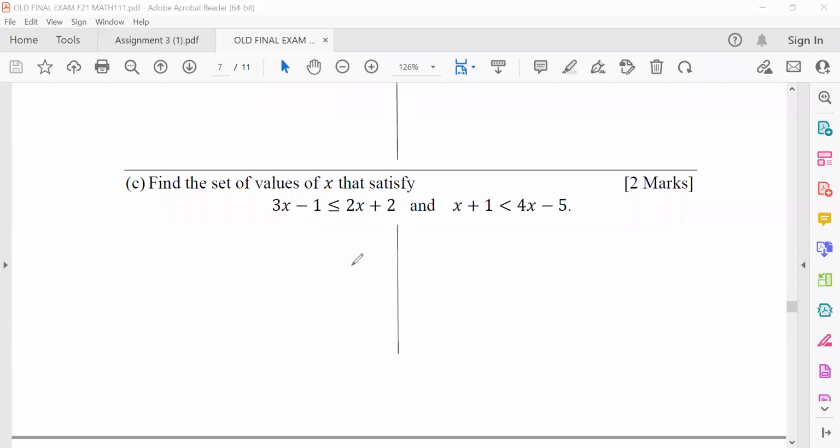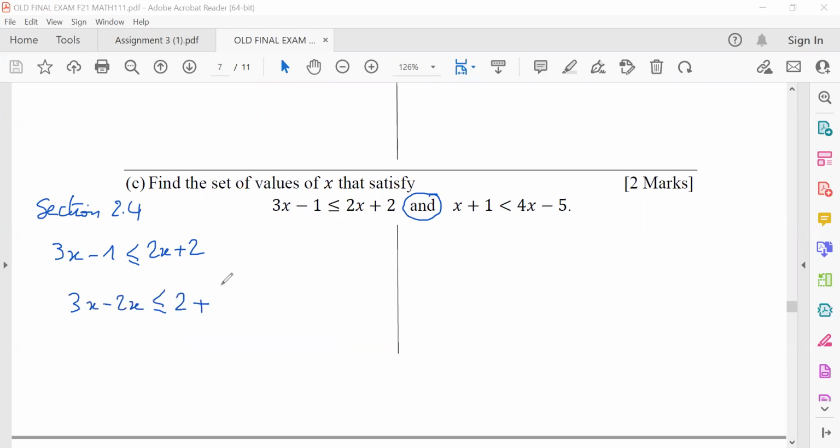Third and last question of this first exercise, 2 marks. We have 2 linear inequalities. This is section 2.4, linear inequalities with and. Here we solve each of the inequalities. For the first one, a linear inequality, we collect x's on one side and constants on the other side. So x less than or equal to 3. This gives us minus infinity to 3, closed.